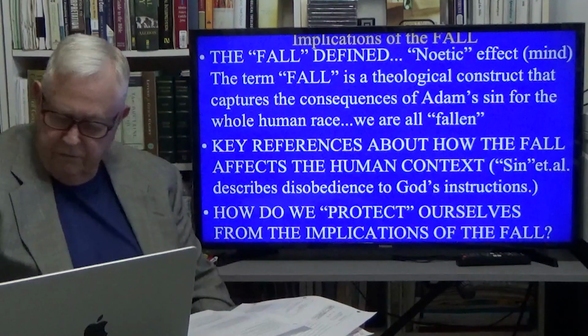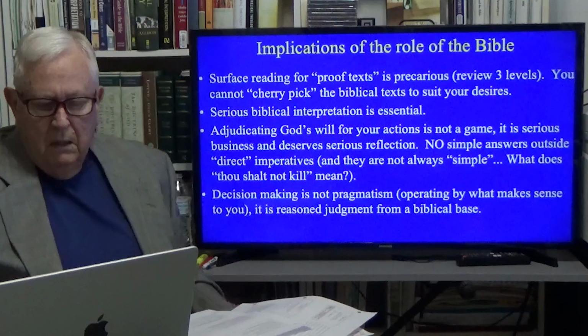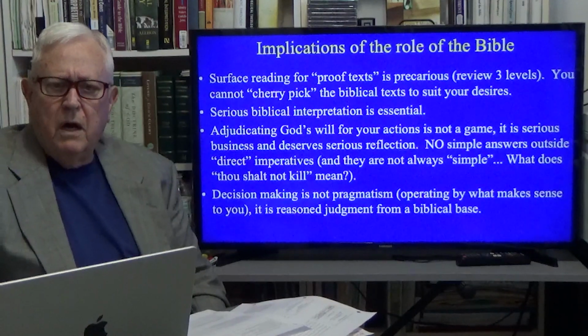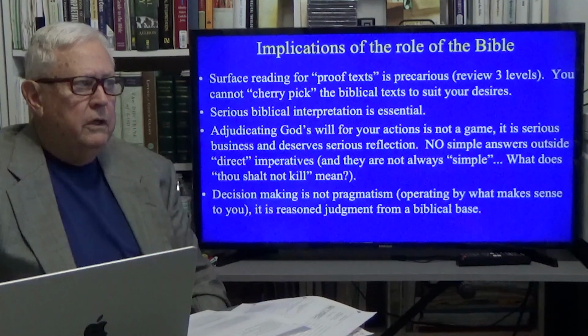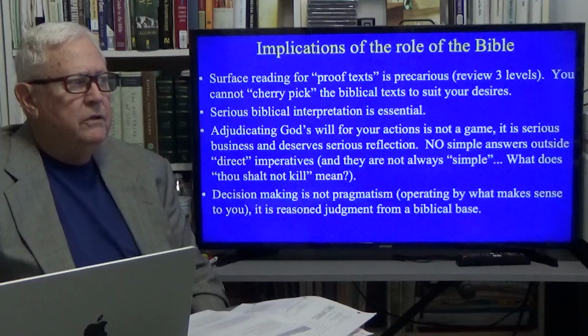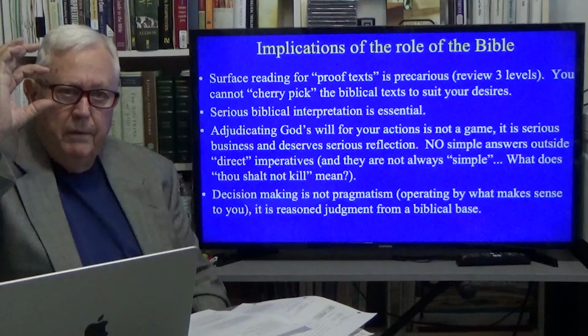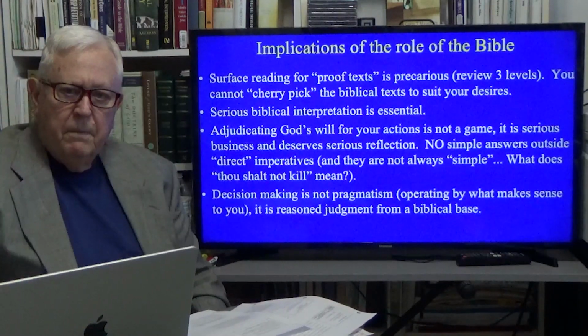Okay, implications of the role of the Bible. Well, the Bible is our only means of knowledge of God. Yeah, you can look at nature, and I believe nature reflects God, but the fact is you have to look at nature through biblical eyes to understand it.